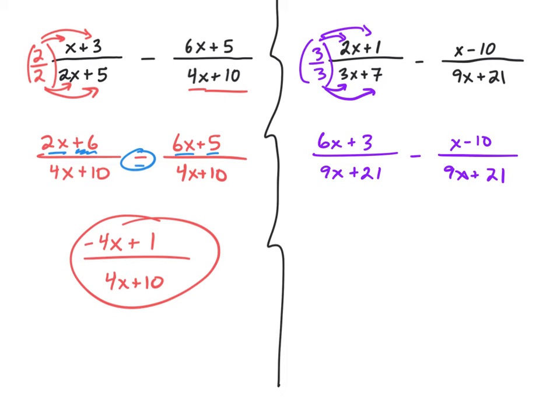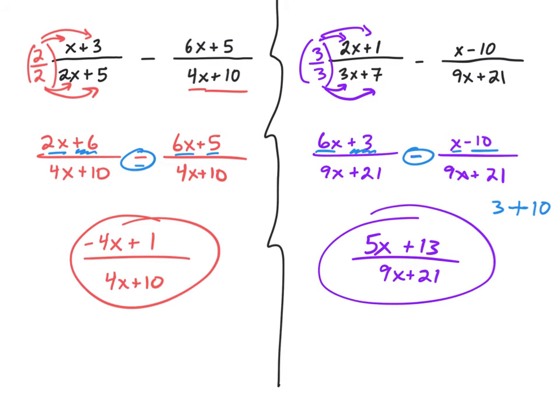All right, as I go to combine, keep in mind I have the common denominator that I need to go ahead and put right in my answer. And then on the top, I have 6x minus an x, which is 5x. And then be careful here. I have 3 minus a negative 10, which is going to add, right? 3 minus a negative 10 is going to add. 3 plus 10 is going to give me a 13.